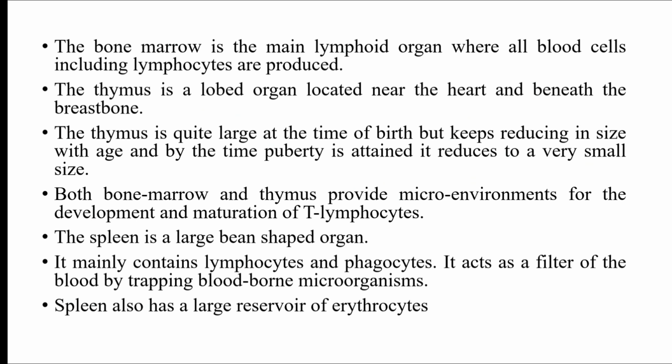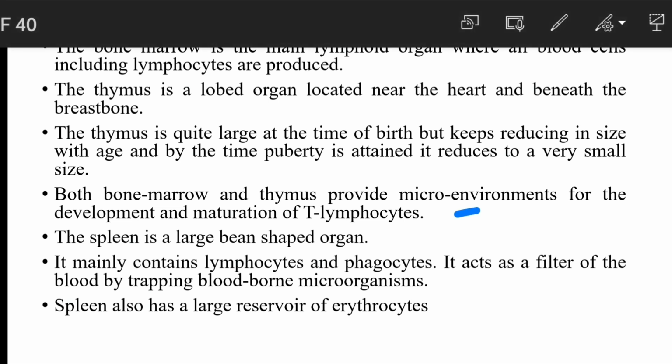The thymus is a lobed organ located near the heart and beneath the breastbone. The thymus is quite large at the time of birth but keeps reducing in size with age, and by the time of puberty it reduces to a very small size. The bone marrow and thymus provide the microenvironment for the development and maturation of T lymphocytes.